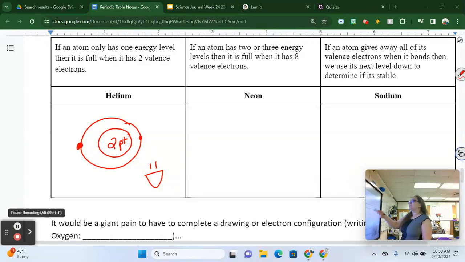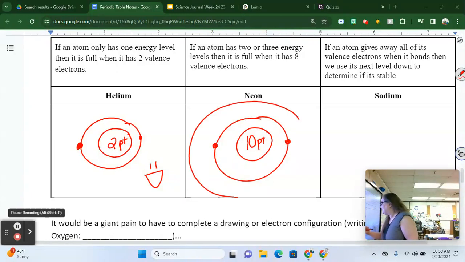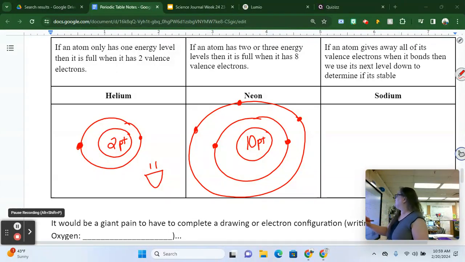Good job. All right, so neon is also a noble gas, but it's not in row one. So just two won't be enough. Neon is going to need 8 in that outer energy level for it to be safe. So neon has an atomic number of 10. So it's got 10 protons in the nucleus, and then it's got 2 electrons on the first energy level, and then 8 on the outer. 1, 2, 3, 4, 5, 6, 7, and 8.